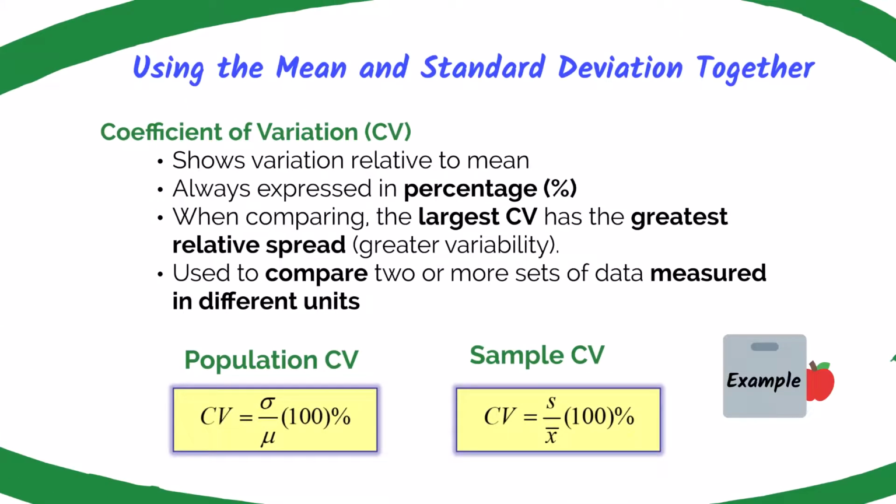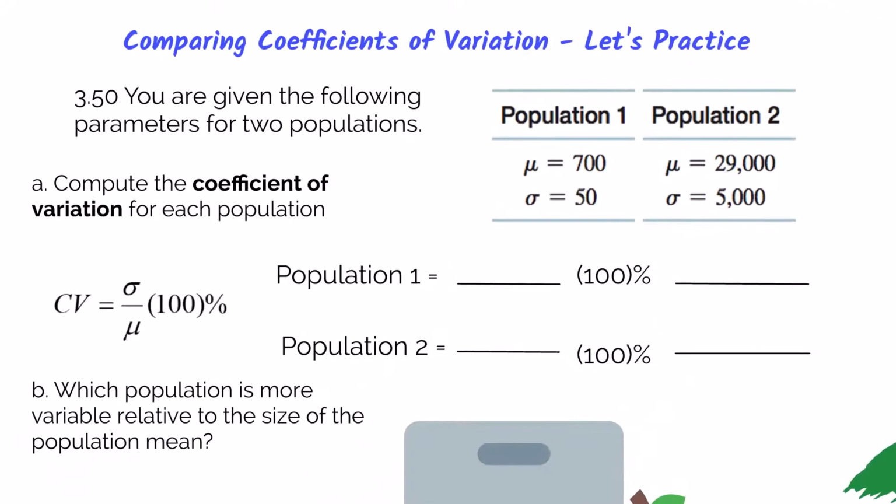So let's go ahead and take a look at an example. In problem 3.50 from the textbook, you're given the following parameters for two populations. In part A, we want to first compute the coefficient of variation for each population or each group. So first, we're going to plug in our standard deviation for our first population, which is 50, and then the denominator is 700. So 50 divided by 700 is 0.07, and then multiply by 100 to get 7%.